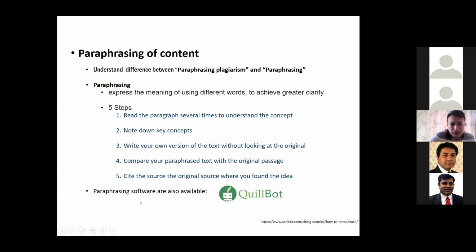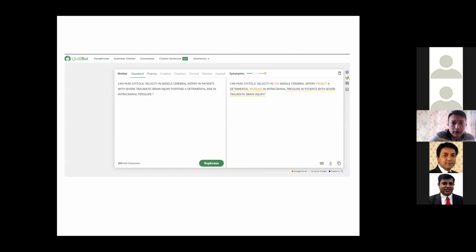There are certain software available for paraphrasing that help you to change the words or change the sentences. For example, Quillbot is one of the software, and this is an example. This is the free version that gives very few facilities, but in the paid or premium versions, you have lots of facilities, not only paraphrasing, but also grammar check, summarization, and other functions. So this is an example.